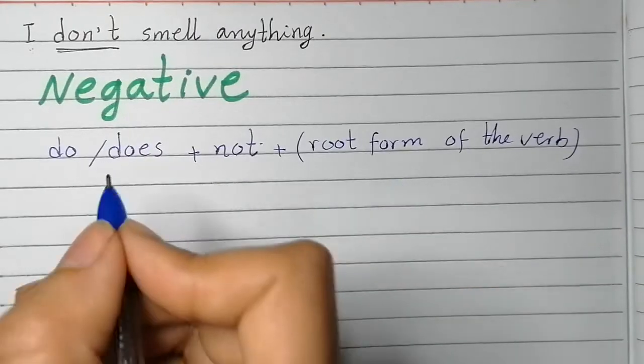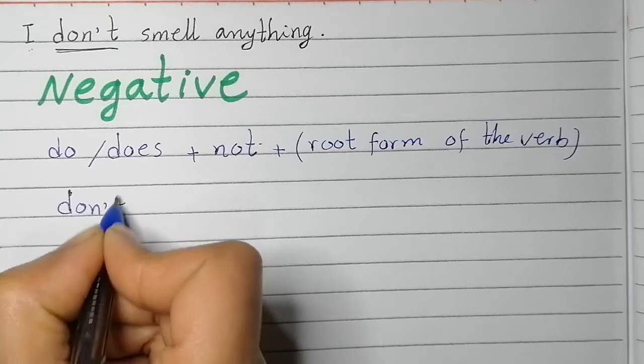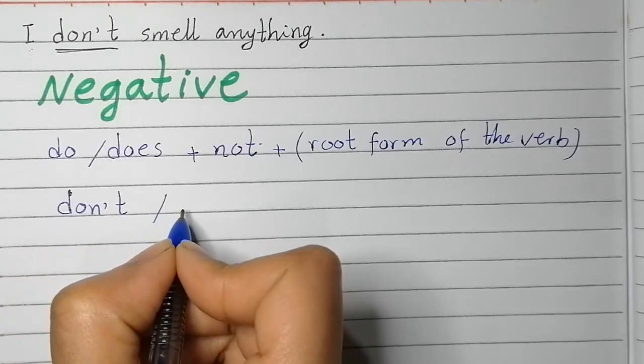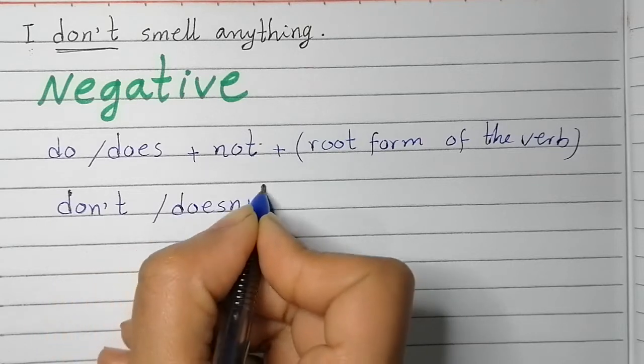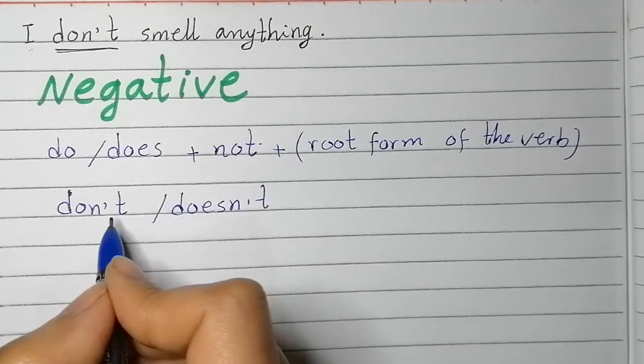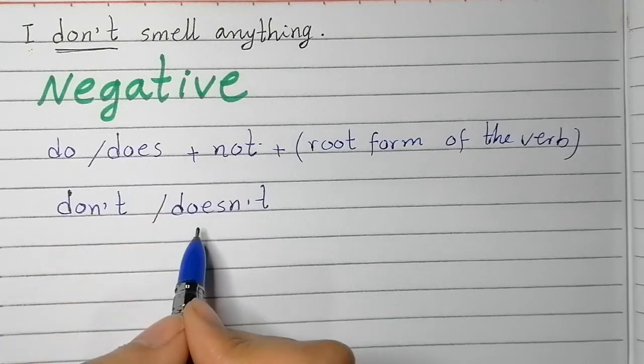You can also use the contraction don't or doesn't instead of do not. Instead of using do not, we use don't. Instead of does not, we use doesn't.